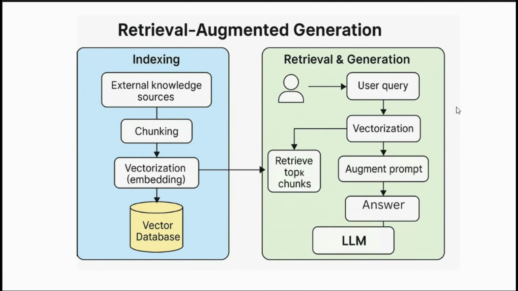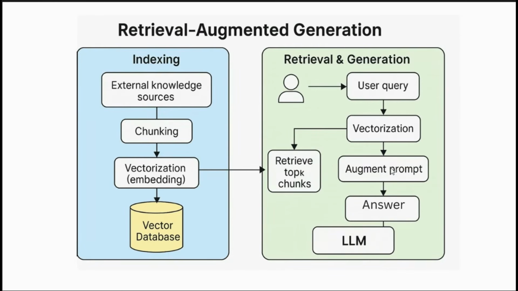Instead, we perform the most critical step, that is, retrieve top K chunks. This step acts as a fact checker. It searches our knowledge base for the most relevant facts related to the user's question. It finds the evidence before forming an answer.